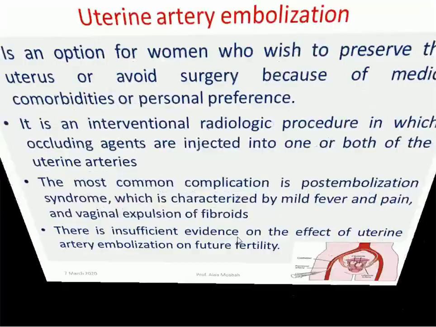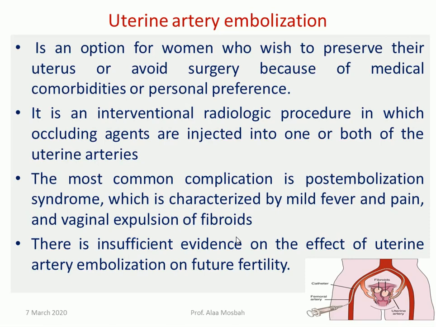Another line of treatment is uterine artery embolization. Please look at this picture. The idea is you enter the femoral artery through a catheter, then reach the uterine artery and inject a material that causes closure of this vessel. This will make the fibroid shrink and decrease in size because of decreased blood supply to the uterus and to the fibroid.